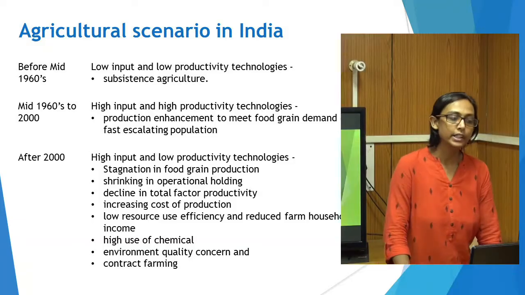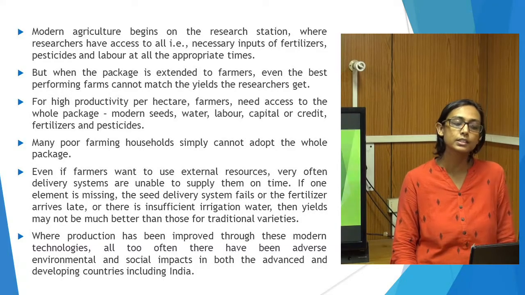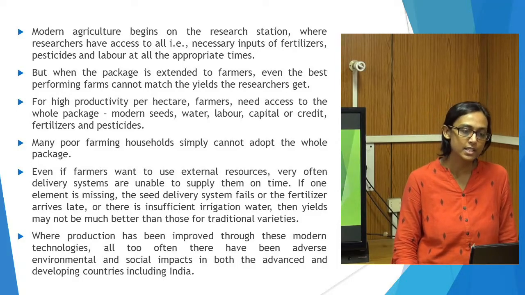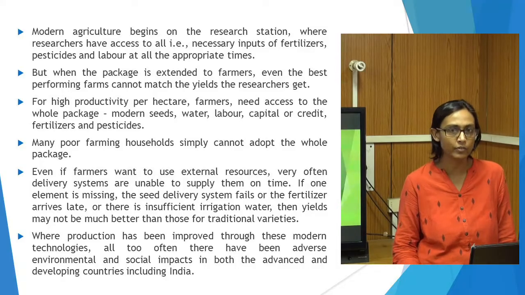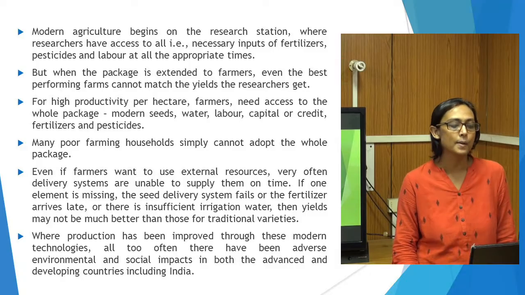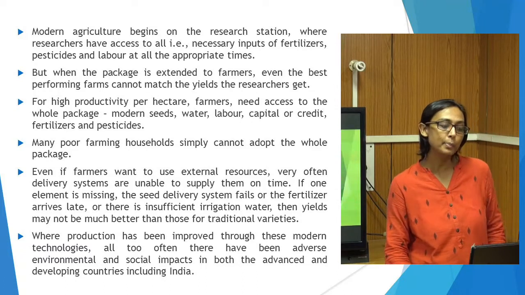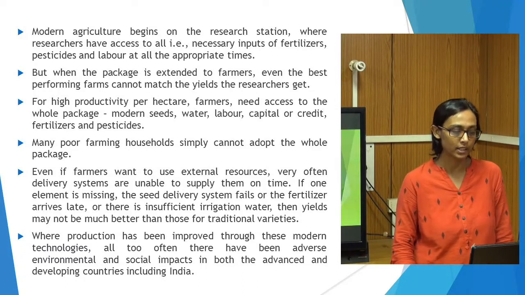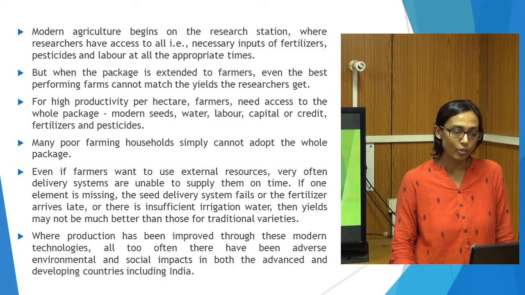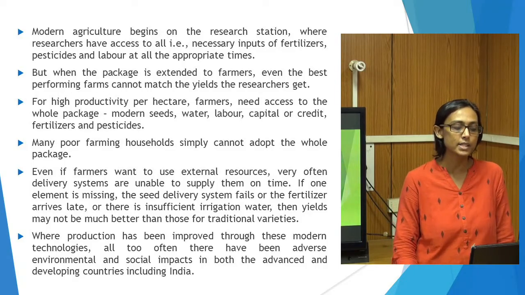sustainable agriculture. The problem with modern agriculture is that modern agriculture begins on the research station where researchers have all the access to necessary inputs like fertilizers, pesticides and labor at all the time when needed. But when the package is extended to farmers, even the best performing farms otherwise cannot match the yield the researchers get. For high productivity per hectare, farmers need access to the whole package. Modern seeds, high yielding varieties of seed, water at appropriate time, labor, capital or credit, fertilizers and pesticides.